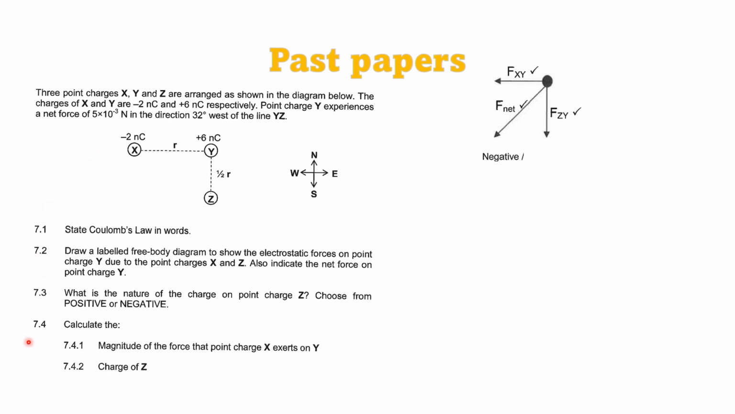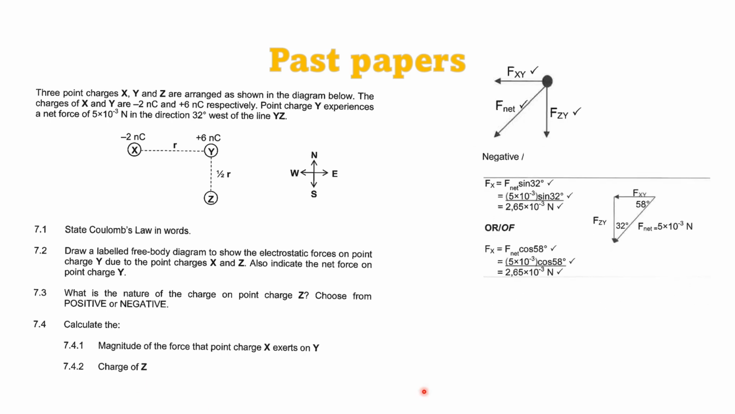Calculate the magnitude of the force that point charge X exerts on Y. You have to draw a closed vector triangle diagram and it should look something like this. You have your F net that they've given you and it has to be a 90-degree triangle. They've given you 32 in the question. 90 minus 32 is 58. That's how you solve your triangle.